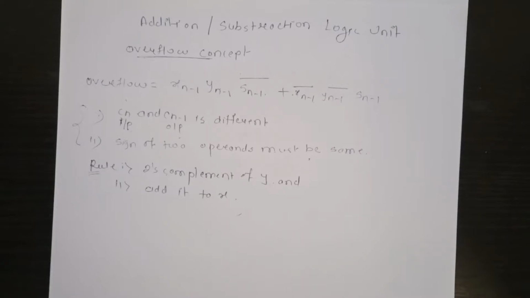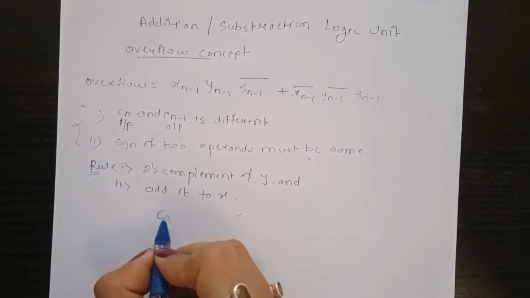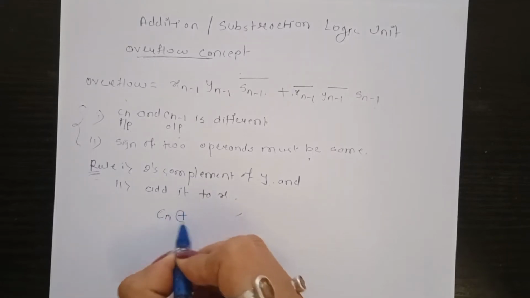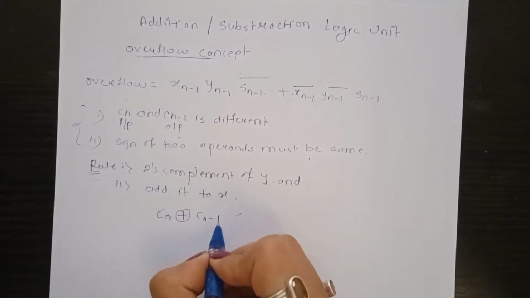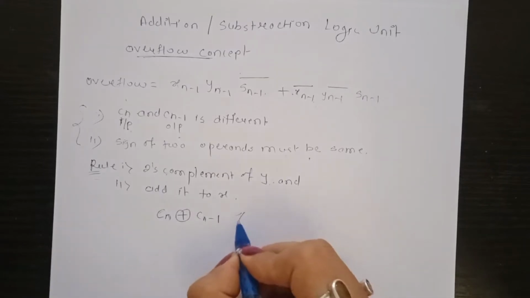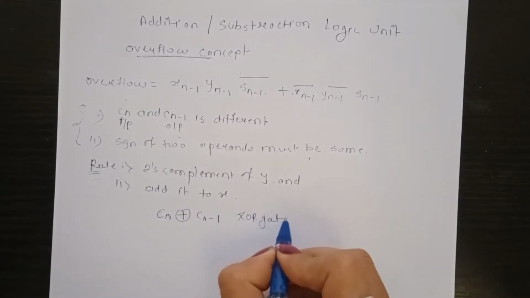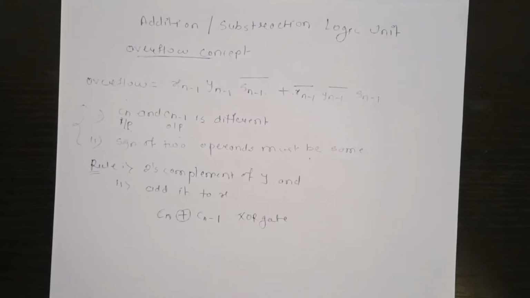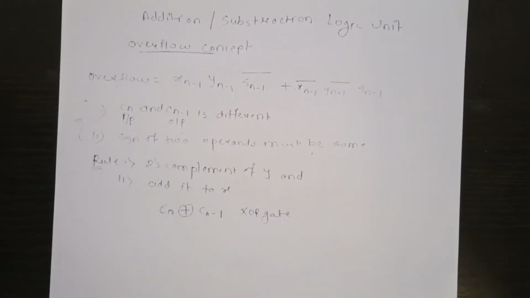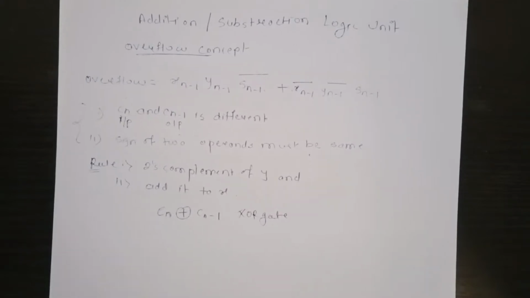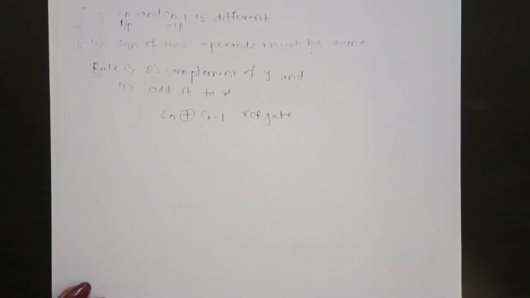So an alternative circuit for the detection of overflow can be obtained by implementing the expression, that is Cn XOR Cn minus 1 with an XOR gate. So in order to perform an operation on 2's complement, that means on x and y, first we take the 2's complement of y and then second we add it to x. Now let's see an example.